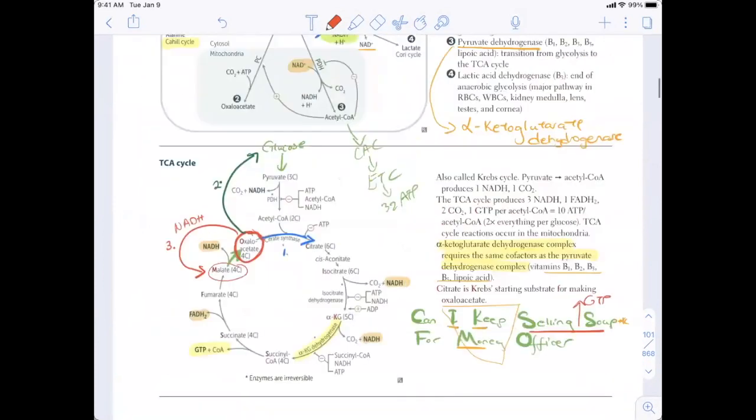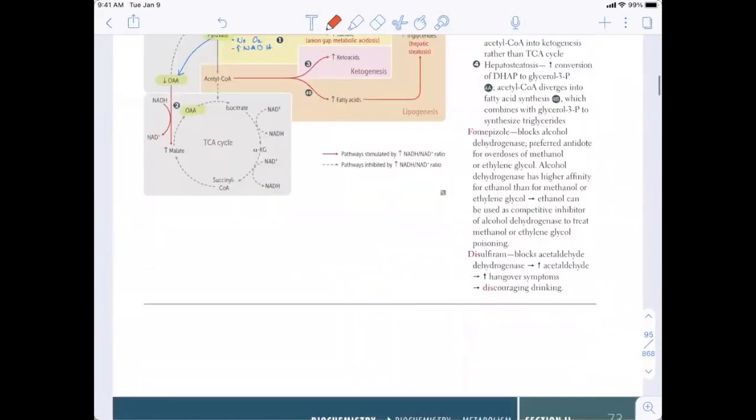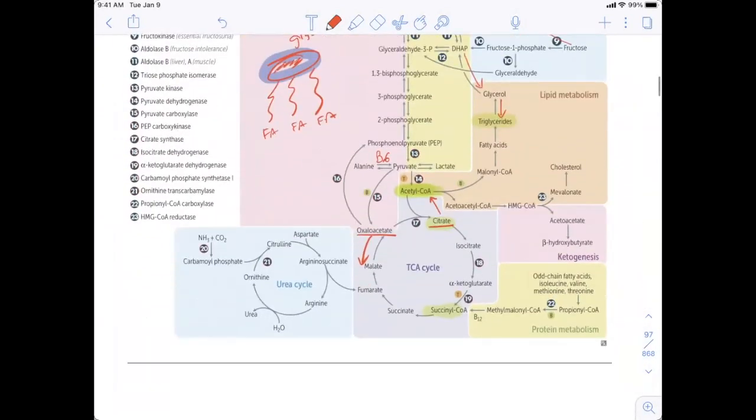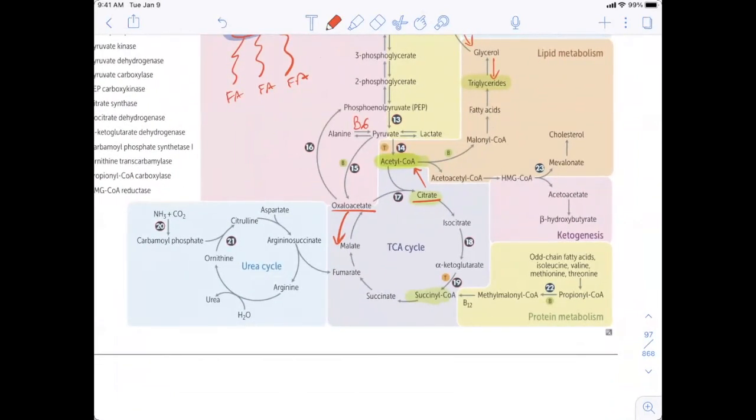Let me bring it back here again and show you in the big picture. This is it right here. So your odd chain fatty acids and certain amino acids as well, like your isoleucine, valine, methionine, and threonine, you have to remember these. These are substances that can actually help you. All of this here can help you make new glucose because they can change to propionyl-CoA, right? Propionyl-CoA can become methylmalonyl-CoA and then succinyl-CoA. That is your PMS right there.